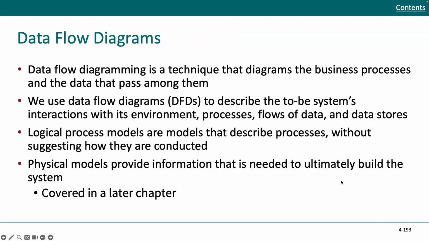We can have data flow diagrams, and this is a technique that diagrams the business processes and the flows that pass among them. We use data flow diagrams to describe the to-be system's interactions with the environment, processes, flows of data, and data stores. Logical process models are models that describe processes without suggesting how they are conducted, and physical models provide information that is needed to ultimately build the system. That is covered in a later chapter, so keep that in mind.